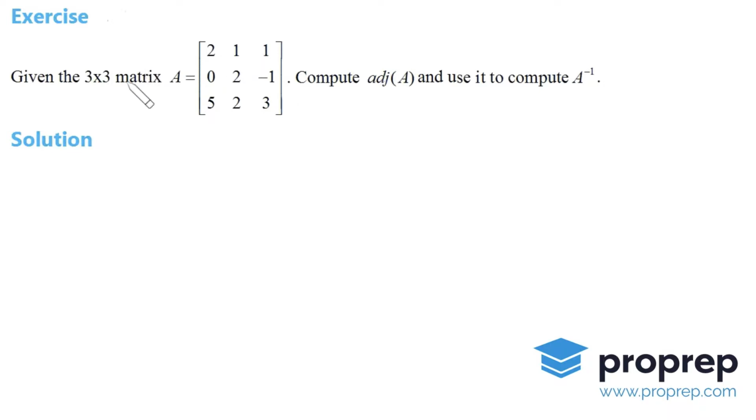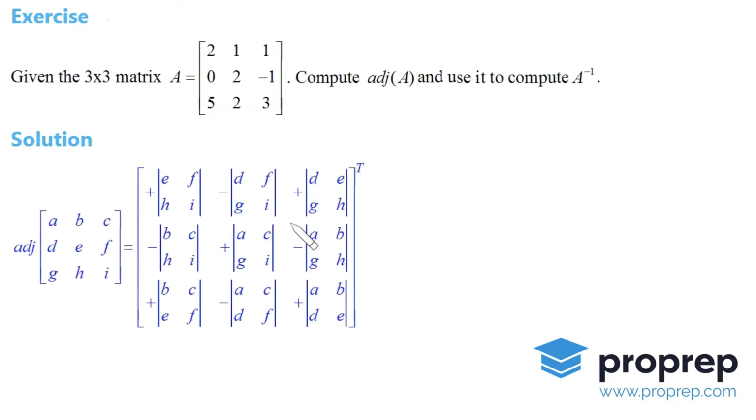In this exercise, we're given a 3 by 3 matrix. This is the one, and we want to compute the adjoint of this, and then use the adjoint to compute the inverse. Now, there is the formula we had before, but of course we don't do it by the formula. It's just a mess of letters. Just remember the principle. So we have a 3 by 3. We're expecting to get a 3 by 3.